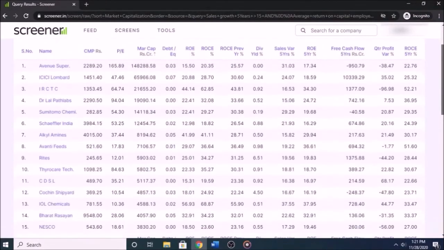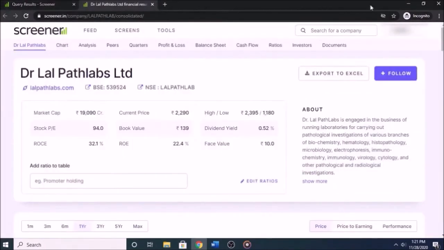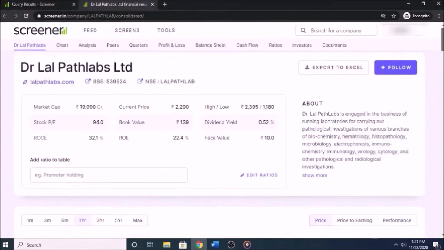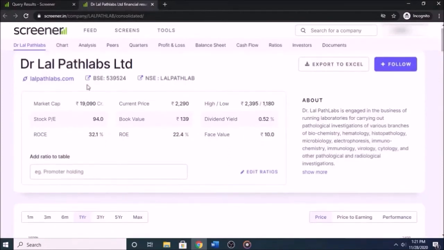you can, let's say, for example, you take Dr. Lal Path Labs. You click on that. And then, okay, see, if you see here, this is one of the major red flags that I see already. It's PE, price to earnings ratio. For every 1 rupee of the company's earnings, how much are you willing to pay? So the people are willing to pay 94 rupees. This is very high.